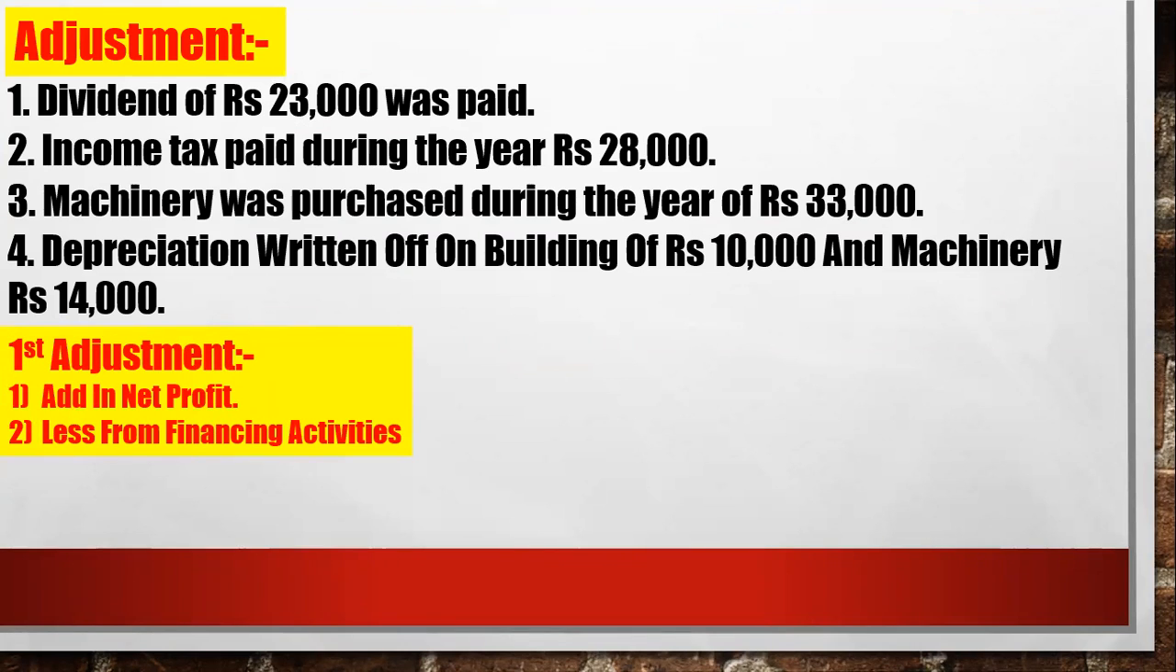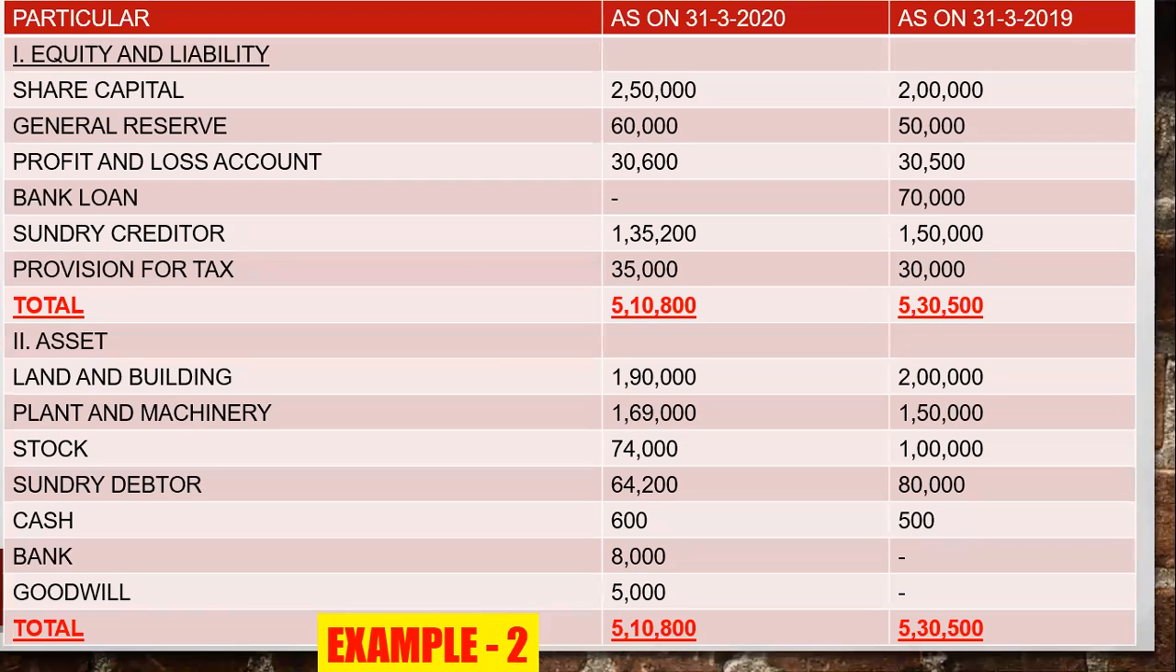Second is income tax paid during the year 28,000. For this, as I told you, whenever there is an adjustment like income tax paid, you have to cross check if in the liability side they have given the provision for tax or not. If there is an account called provision for tax, you have to make a ledger of this. In this question you can see there is a provision for tax. Opening is 30,000 and closing is 35,000. So in this sum, we have to make a ledger of this provision for tax account.